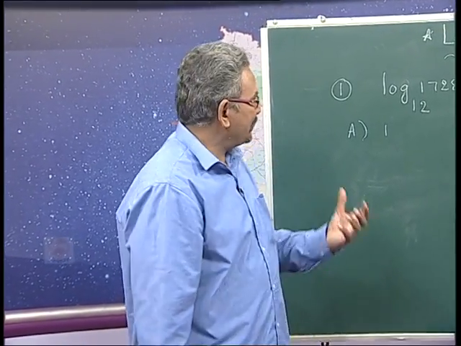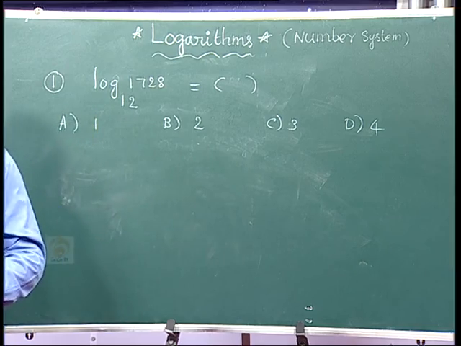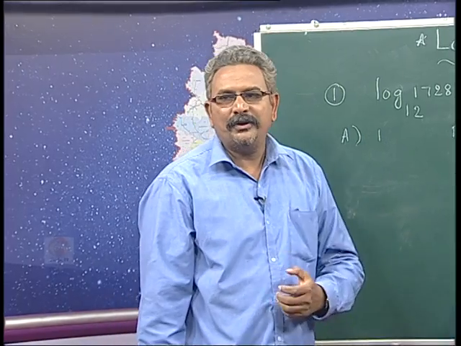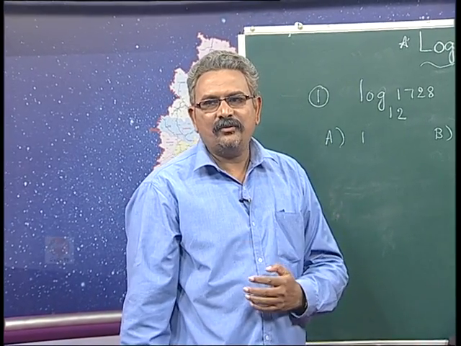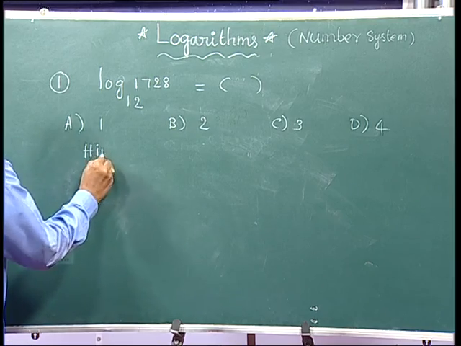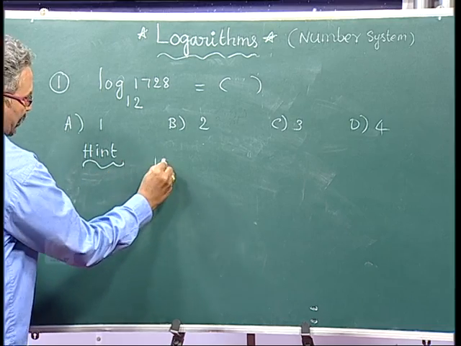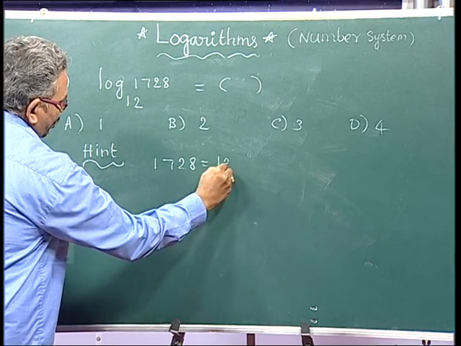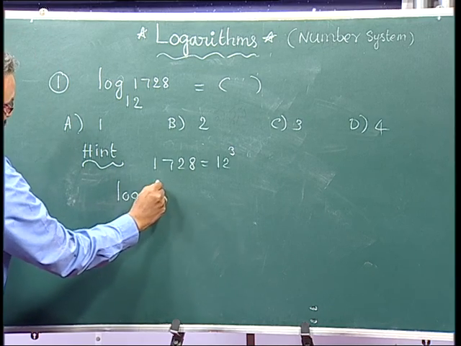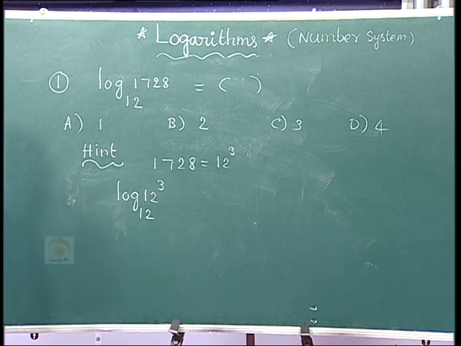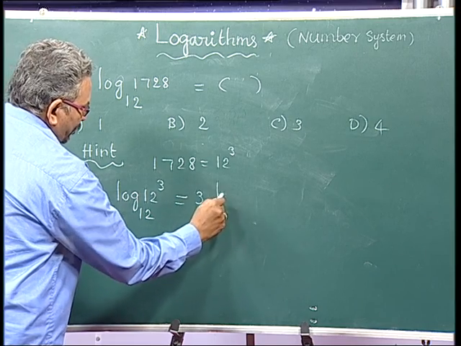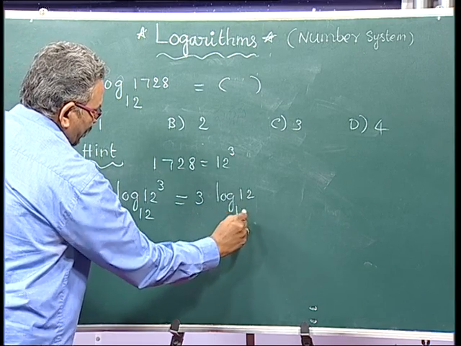Okay. Here see 1728. 1728 is 12 cubed. 12 into 12 into 12, we get 1728. So, this problem can be solved like this. 1728 is equal to 12 cube. So, here log 12 cube base 12, using power rule, this can be solved as 3 multiplied by log 12 base 12.